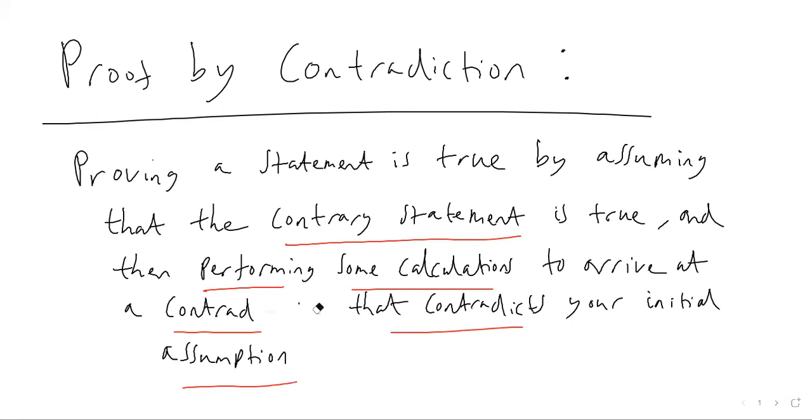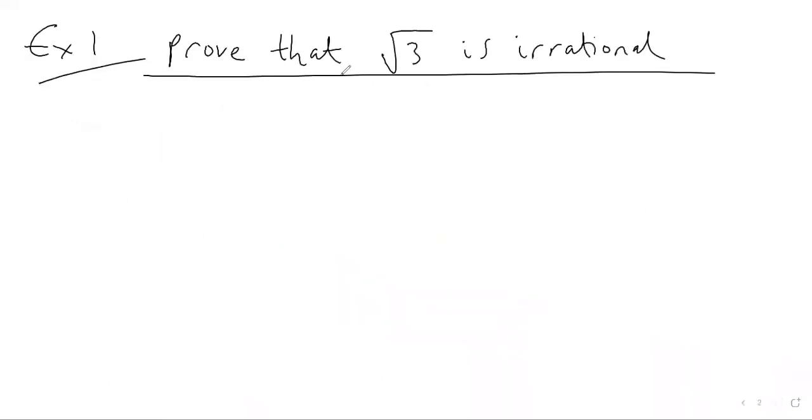Really, I should have written the word conclusion here. That's what I really meant by that word there. Let me just change this to conclusion. So we want to arrive at a conclusion after performing these calculations that contradicts the initial assumption, the contrary assumption that we made. So basically, I'll go for an example, this first example here.